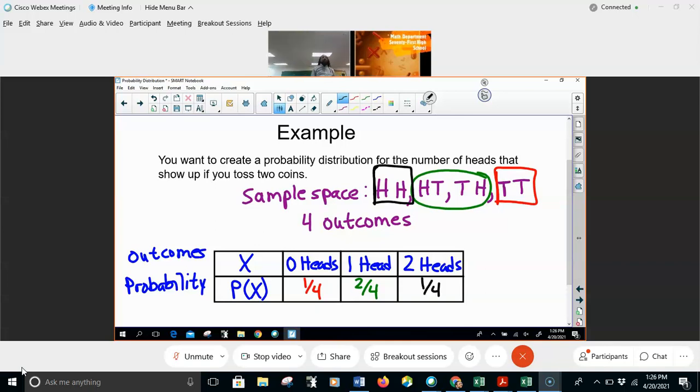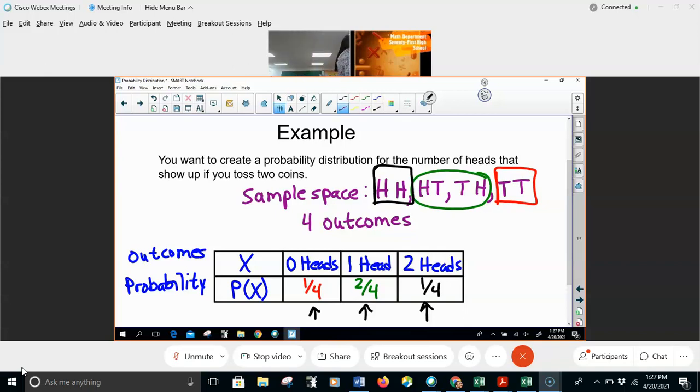And we're like, okay, cool, we got this. So let's really quickly check this in the characteristics to see if it's right, if this actually is a discrete probability distribution. And we said the first thing is each one of these has to be between 0 and 1. 1/4 is between 0 and 1. 2/4 is between 0 and 1. 1/4 is between 0 and 1.